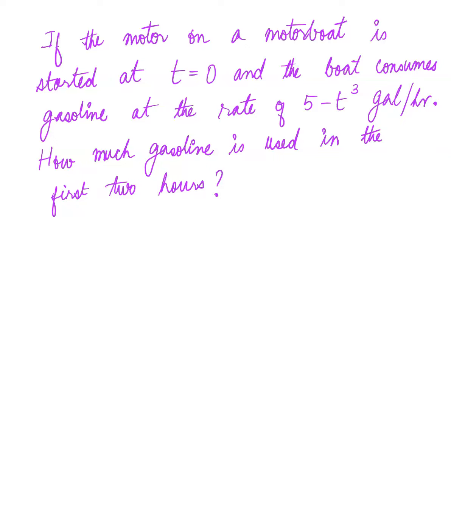And so if you were to express this problem, we would be doing this as a definite integral, right? And so our endpoints would be t equals 0 to what would be the other end? The other end would be the first 2 hours, it said, right? First 2 hours. So 0 to 2, that is our interest. And the function is 5 minus t cubed dt.